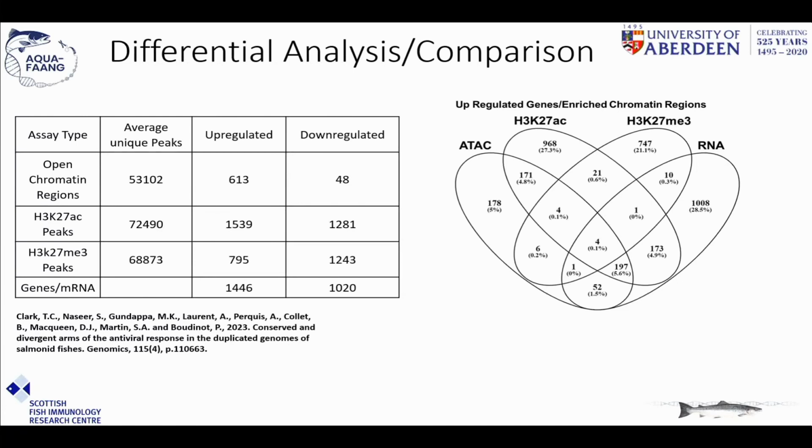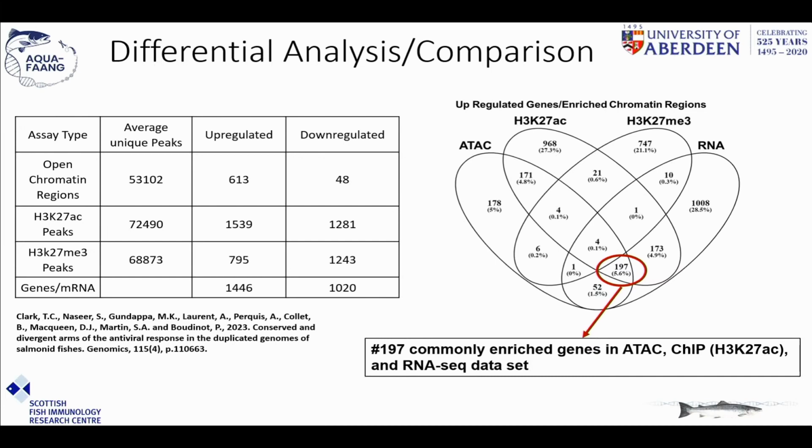So we wanted to see if our data from different assays overlap. We did see some overlap between H3K27Ac and H3K27Me3. There were 21 regions overlapping between them, which is a small number. We expected that. We also had 10 between RNA and H3K27Me3. But the majority of our peaks, around 200, were shared between ATAC, H3K27Ac, and RNA-seq.